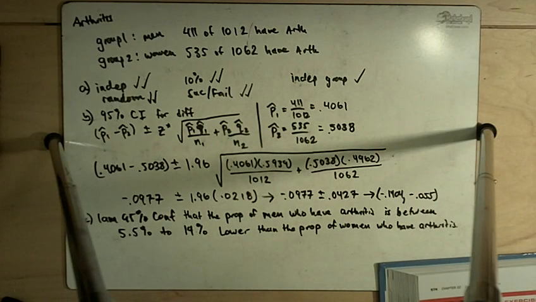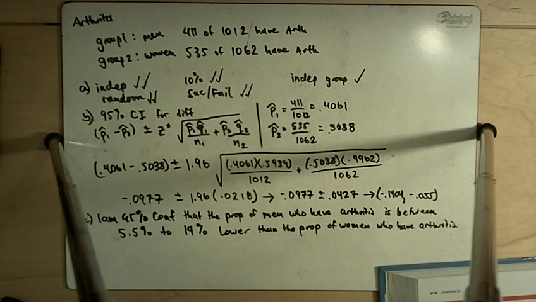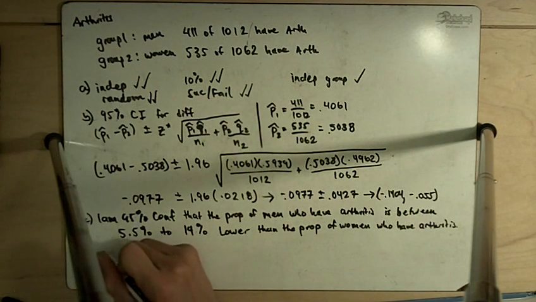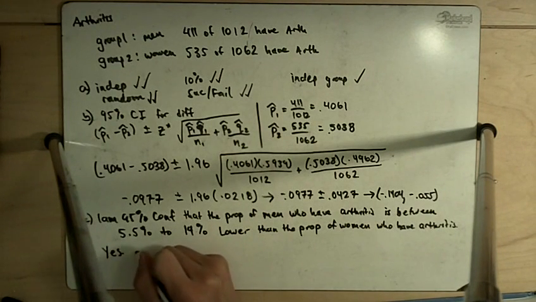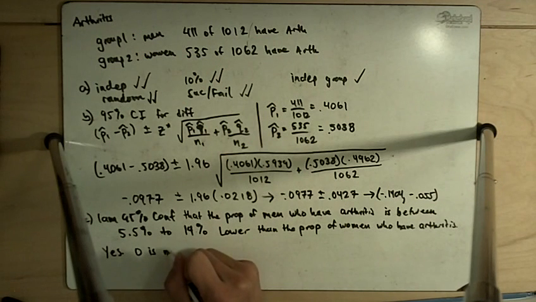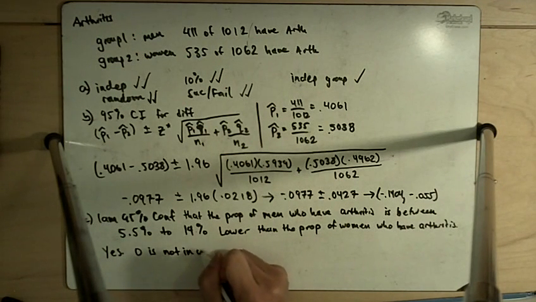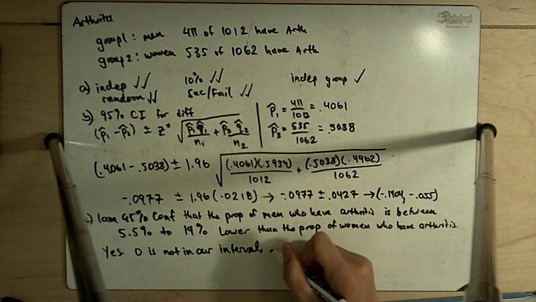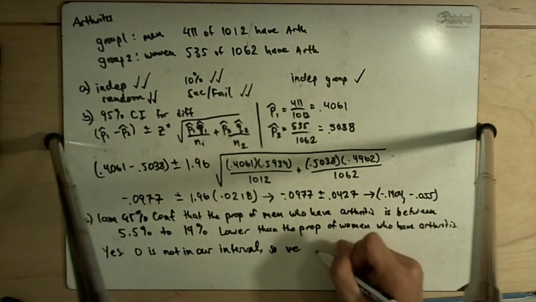And D says, does this confidence interval suggest that arthritis is more likely to afflict women than men? Yes. 0 is not in our interval. So we have evidence that there is a difference.